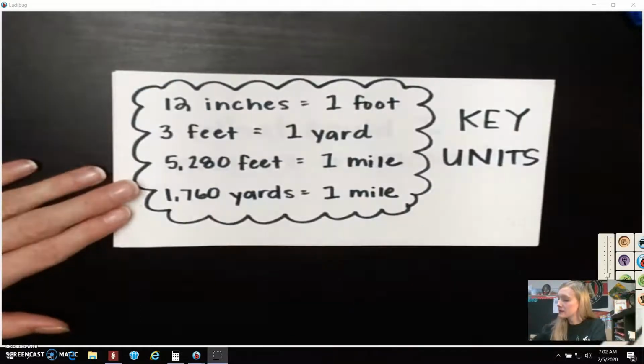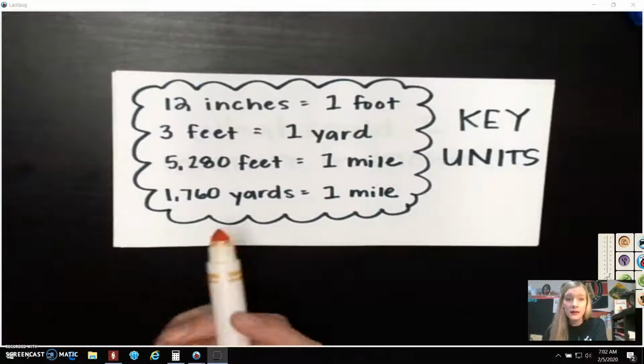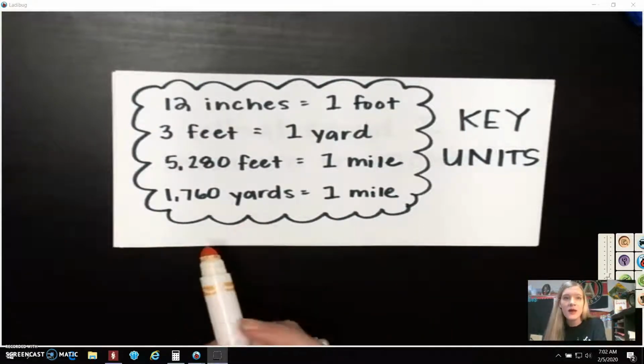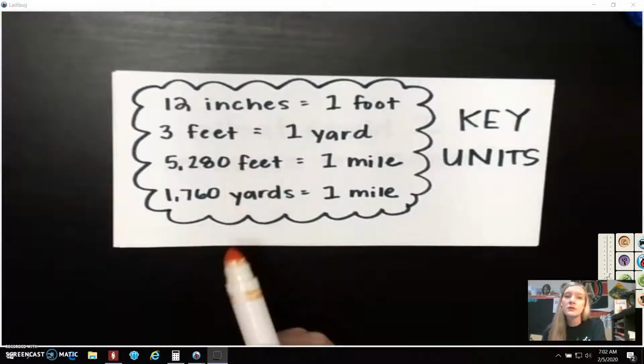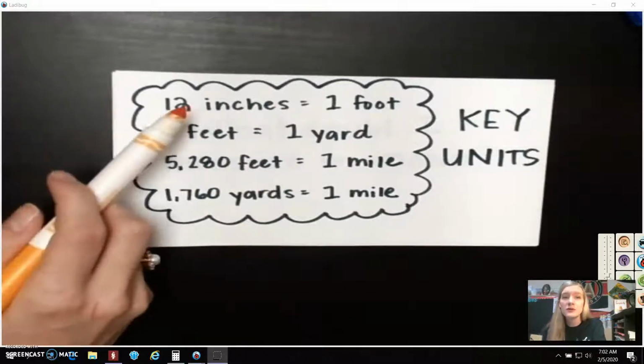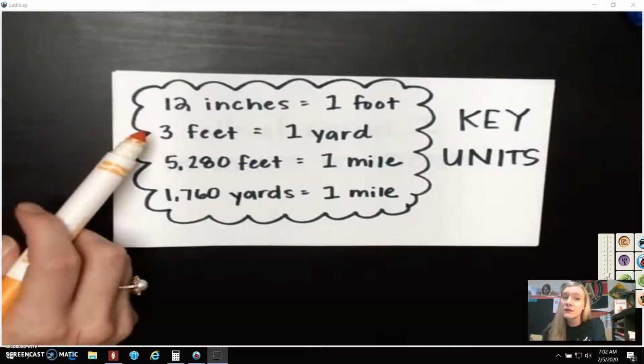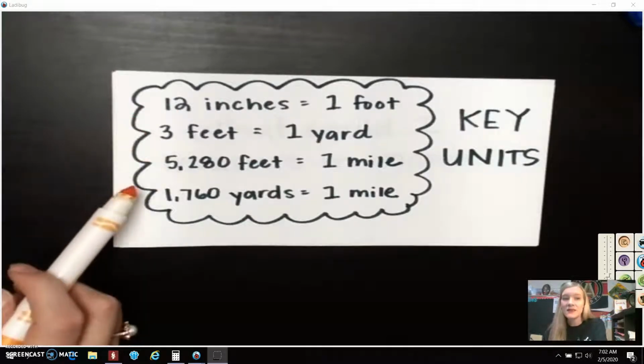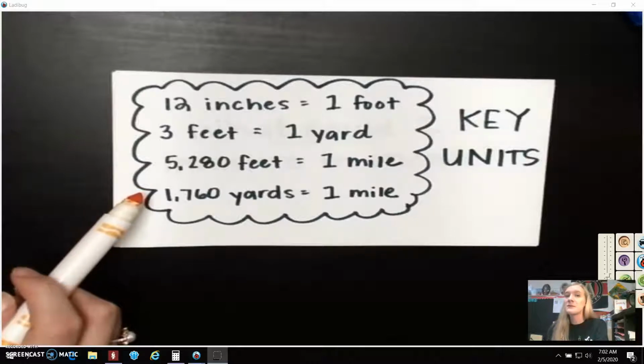Alright, so we are going to start by talking about key units. If you have a piece of paper around you, it might be a good idea to write some of these down. These are things that you should remember from 4th grade. You should remember that there's 12 inches in a foot, 3 feet make a yard, 5,280 feet make a mile, and 1,760 yards makes a mile.